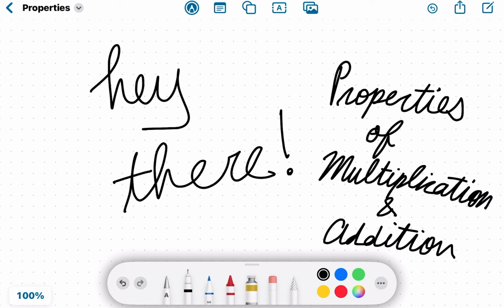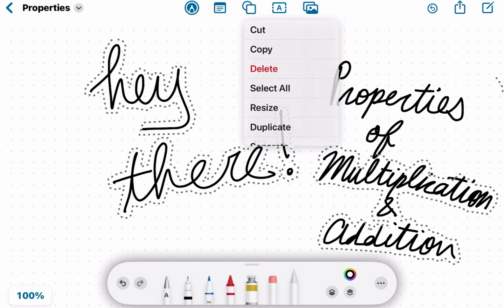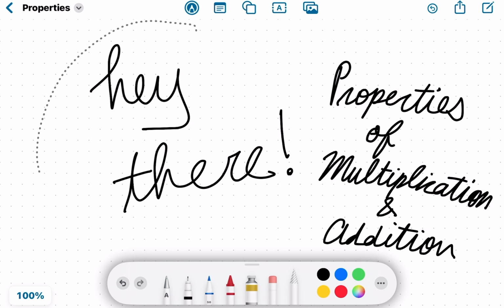Today we're going to be talking about properties of multiplication and addition. They're super useful in algebra and honestly, any math you'd do. Let's get started.